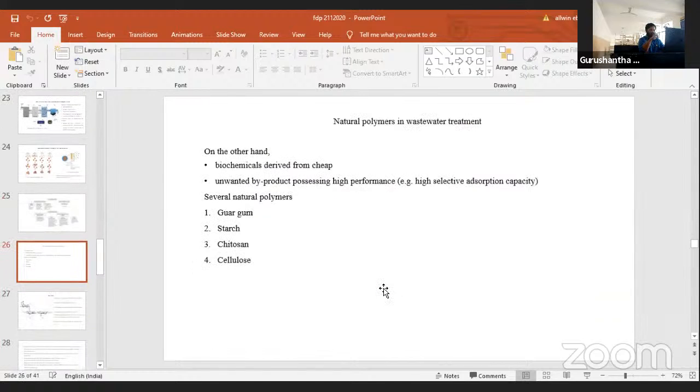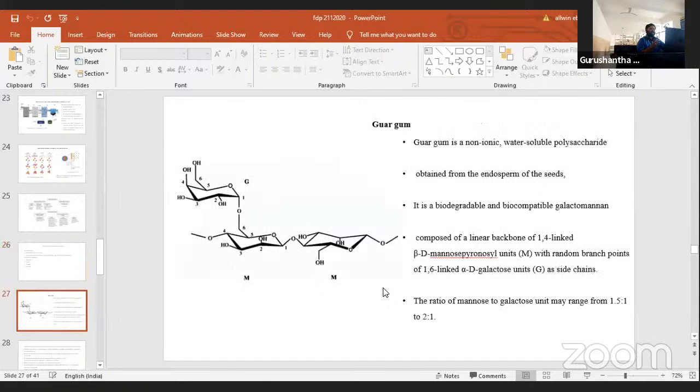Generally, in this talk, I am going to discuss four different natural polymers which are mainly used for the treatment process: guar gum, starch, chitosan, and cellulosic material. Guar gum is generally a non-ionic compound. It's a polysaccharide, and you can extract this guar gum from the endosperm of the seeds. It is naturally a biocompatible material, and it mainly consists of 1,4 linkage of mannose and a 1,6 linkage of galactose.